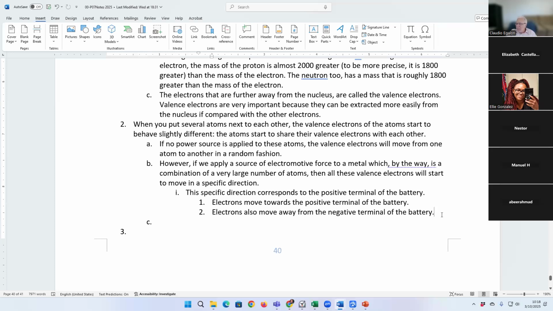Okay, good. And what else do you have to know? Once electrons reach, one more important thing that you have to know. You have to have this model in your head so you can understand how an electric circuit works, right? Once electrons reach the positive terminal of the battery, something interesting happens.